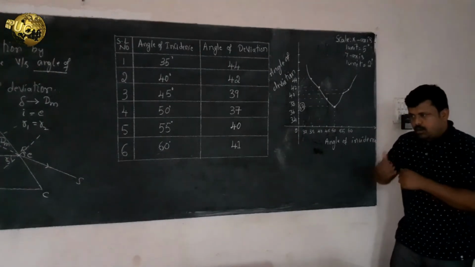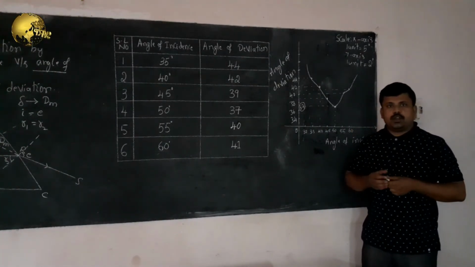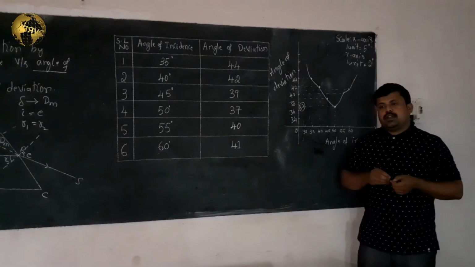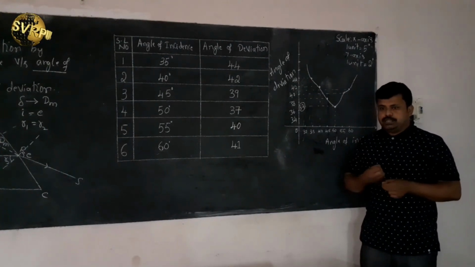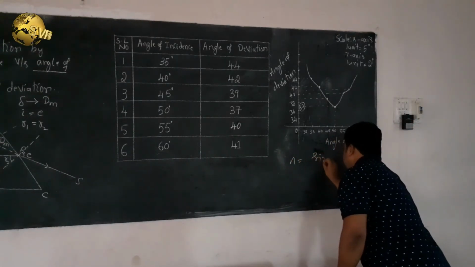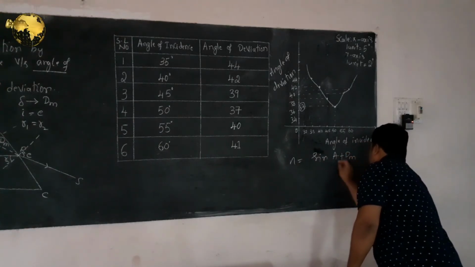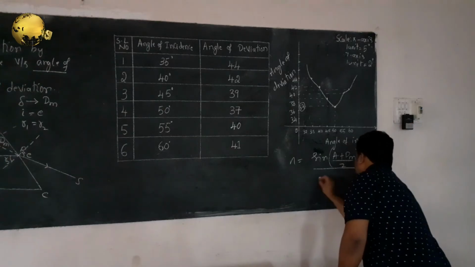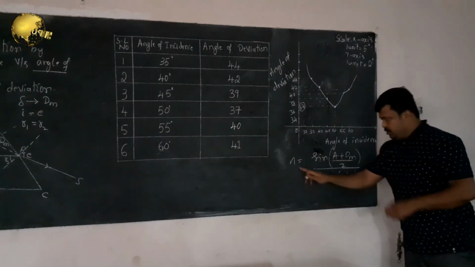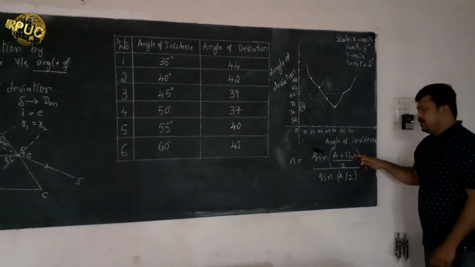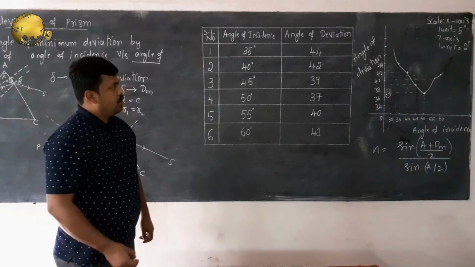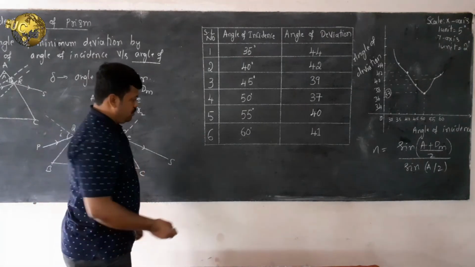Once we finish the experiment, we can also find out the angle of the prism. The prism is made of glass. You can also find out the refractive index of the material the prism is made of by using the formula n is equal to sine of (A plus Dm) by 2, whole divided by sine of A by 2. So we can find out the refractive index of the prism, where Dm refers to the angle of minimum deviation. So we calculated the angle of minimum deviation of the prism as 37 degree.